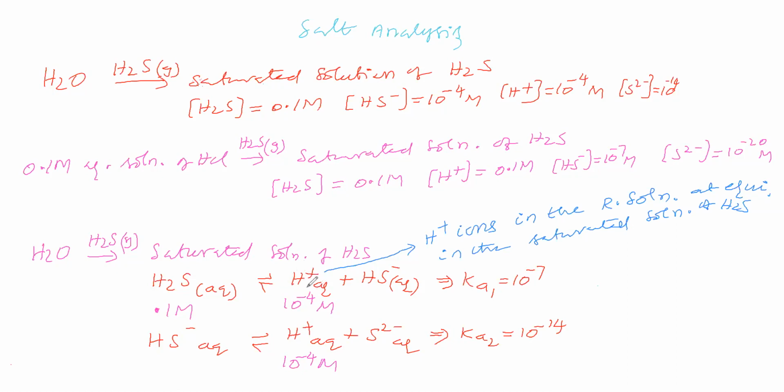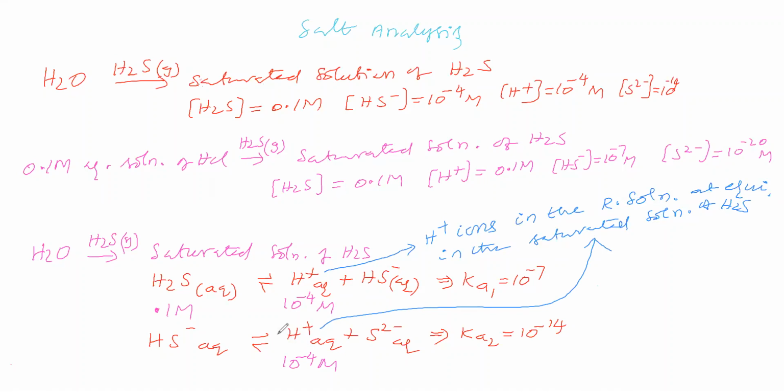This does not mean H plus comes from H2S aqueous on dissociation. Understand it? This does not mean H plus ions come from dissociation of H2S aqueous. This means H plus ions in the resultant solution at equilibrium in the saturated solution of H2S. That is the meaning. Sir, what is the meaning of this H plus ions? It also has the same meaning, same as here: H plus ions in the resultant solution at equilibrium in the saturated solution of H2S.